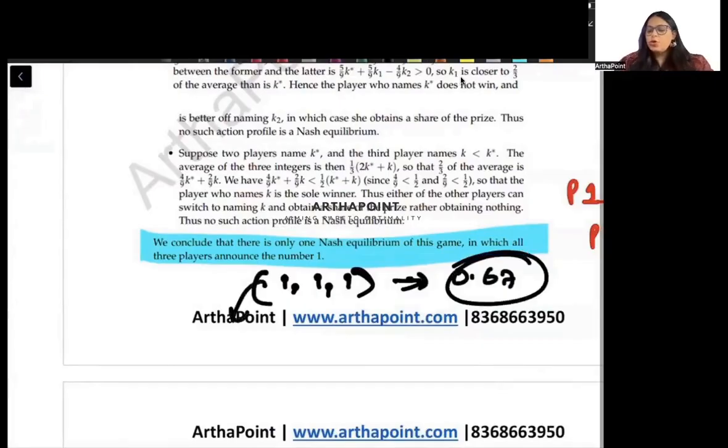Now they cannot lower it below 1 because below 1 they cannot announce any number. And whoever raises it will lose the money, because then he will not be closest to 2/3 of the average. So therefore, all three of them will simply announce the number 1. I hope this is clear to you.